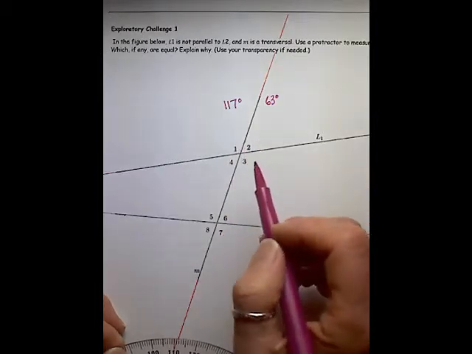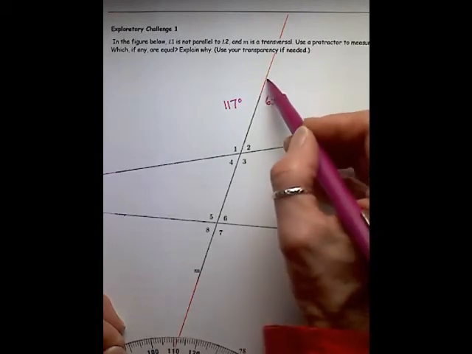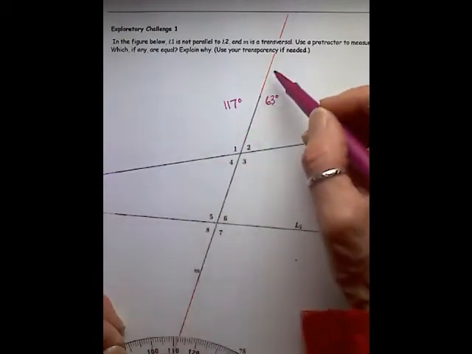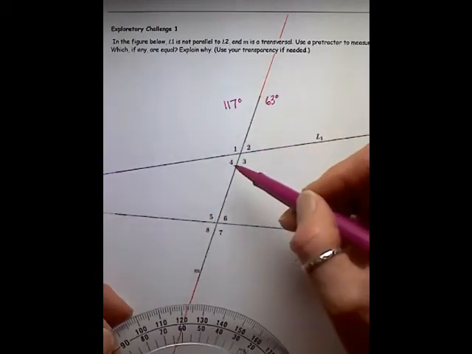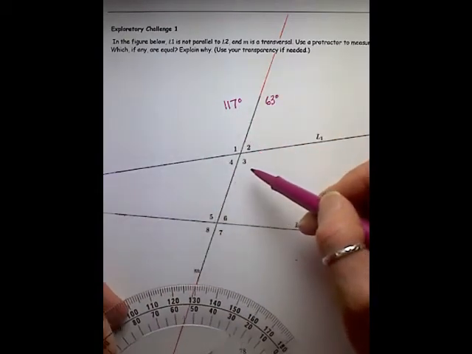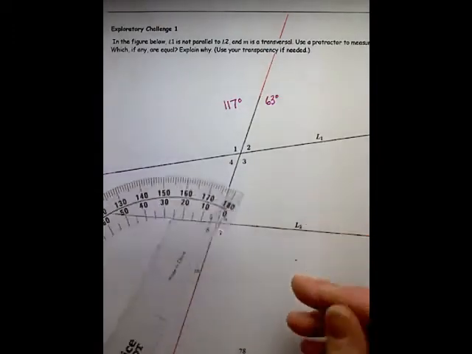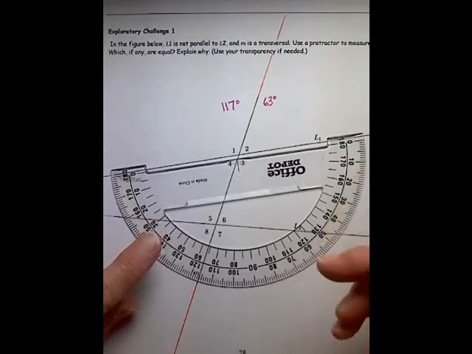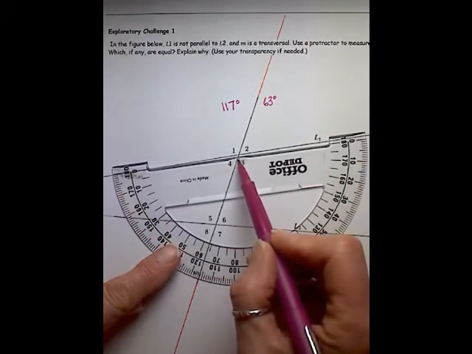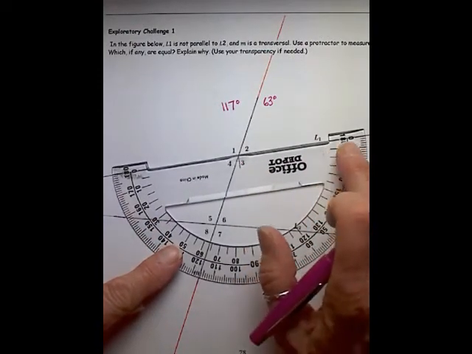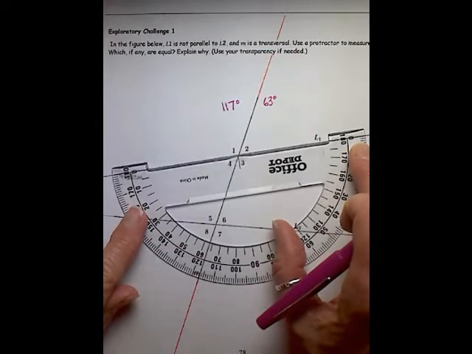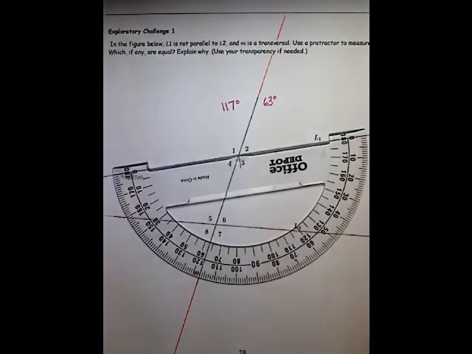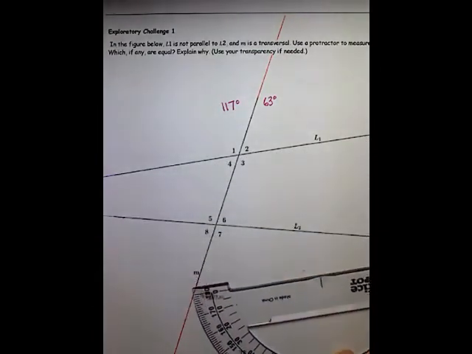Now notice also on my picture that I have extended these lines so that I could measure accurately and read my protractor. When you measure angle 3 and 4, you can either rotate your paper or you can rotate your protractor. So again, make sure that you line this up carefully with the vertex, make sure that it's level on both sides, and measure carefully. Go ahead and pause the video and measure the remaining angles.